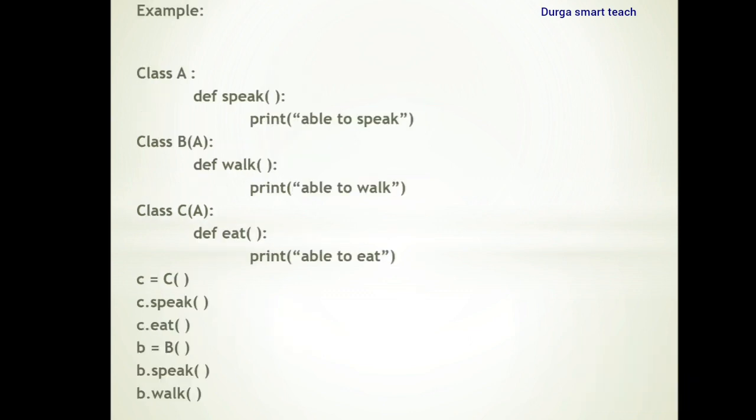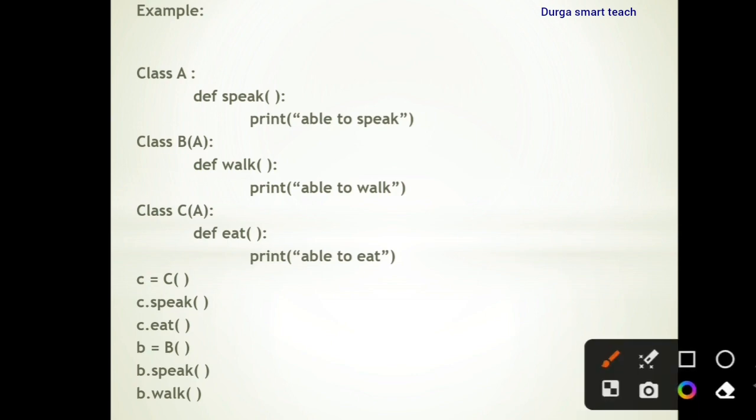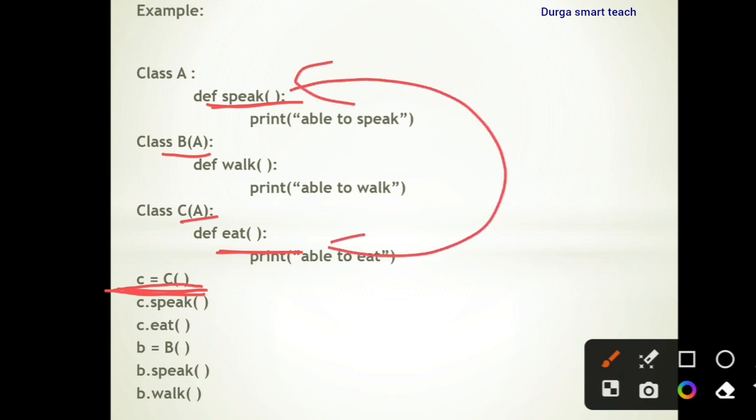So here A is a superclass or parent class, B is a child class for parent A, C is a child class for parent A, which contain functions. Okay, so let's see here. First I am creating an object for C class. So if you create an object for C class, you can access the speak function as well as the eat function, because C is a child class, A is a parent class.